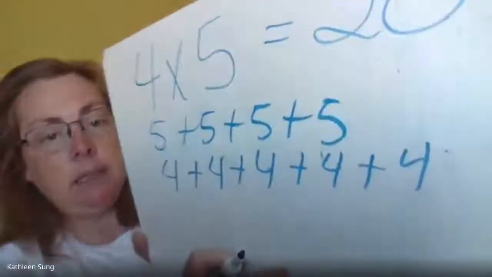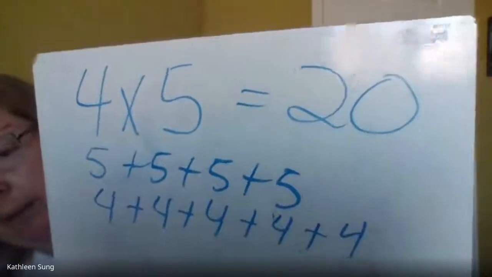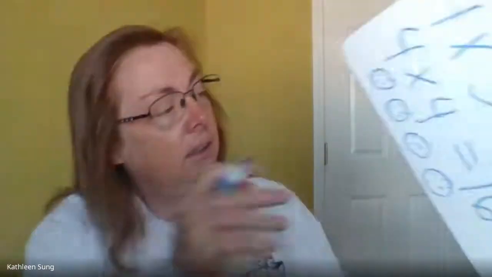Or I can memorize my multiplication facts, and I could just say that 4 times 5 is 20. Okay, and that's it. I was about to go to one more, but I don't have to. All right, so our 4 times tables.